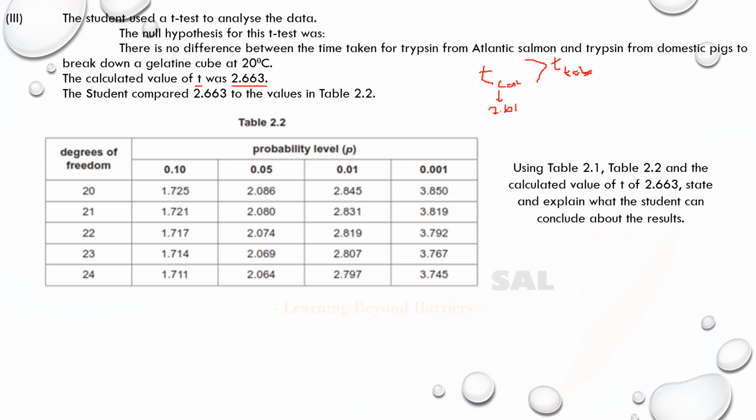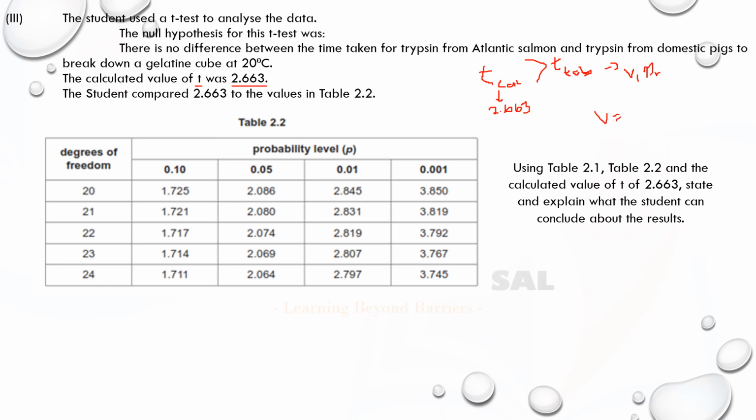2.663. And then the t table, let's find it. It is where there's an intersection between degree of freedom and probability of 0.05, okay? There's an intercept there, right? So the degree of freedom for the t-test is equal to, you know how we do it.